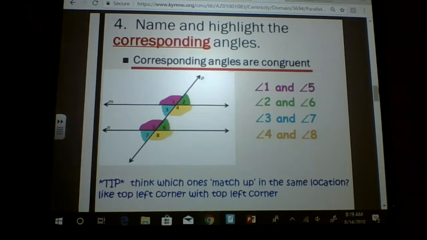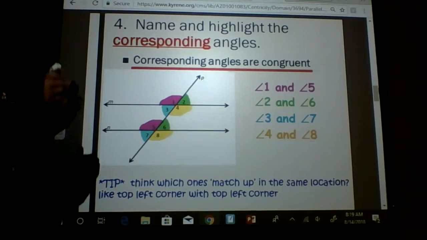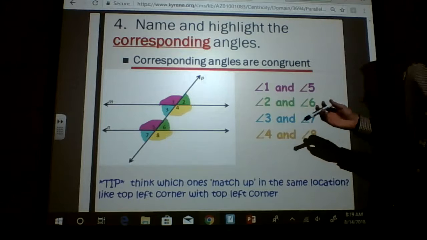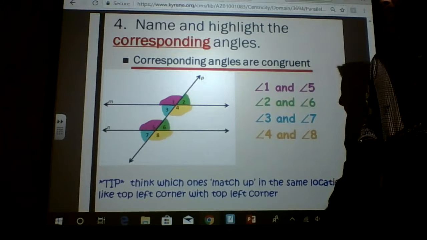okay, and then you would write down corresponding, and then these angles right here. So corresponding angles, if you'll notice, these are a little bit different.